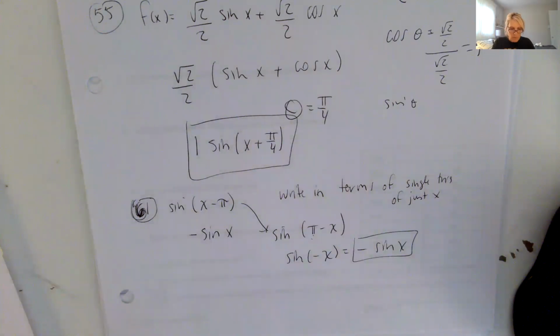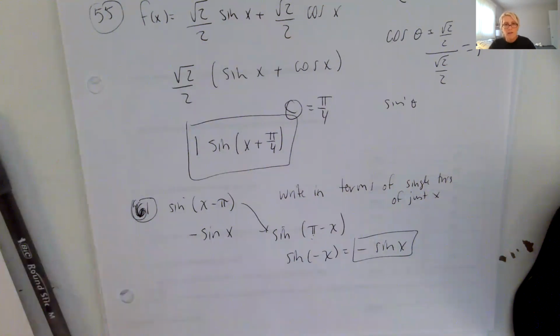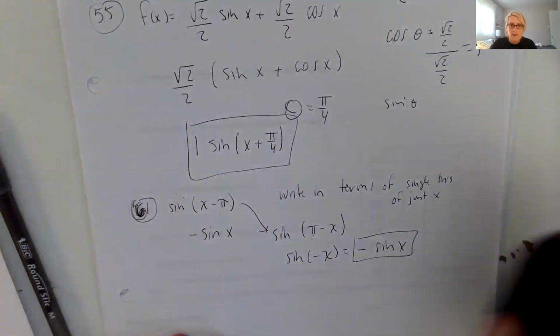So 6.2 is a little more challenging. The majority of the exam is going to be over chapter 5 and 6.1. I want you to be able to put these sum identities together, but the majority, like I said, is going to be over chapter 5 and 6.1.